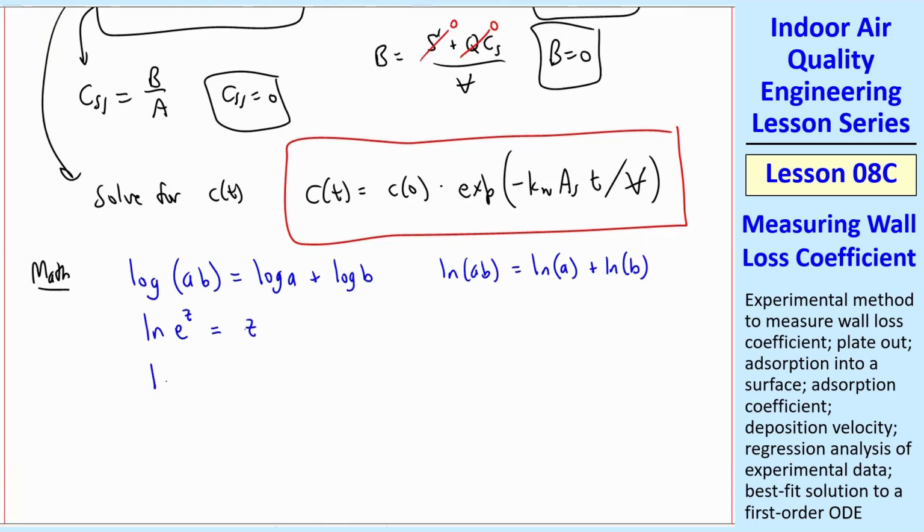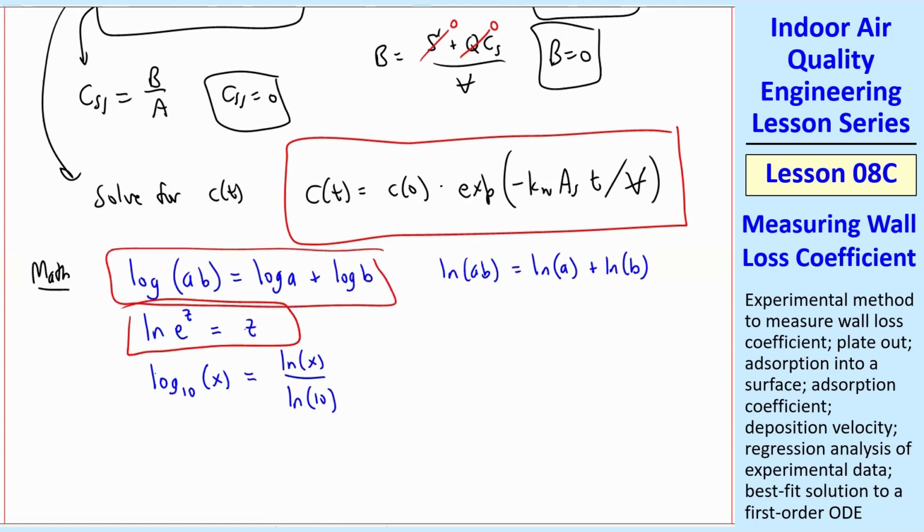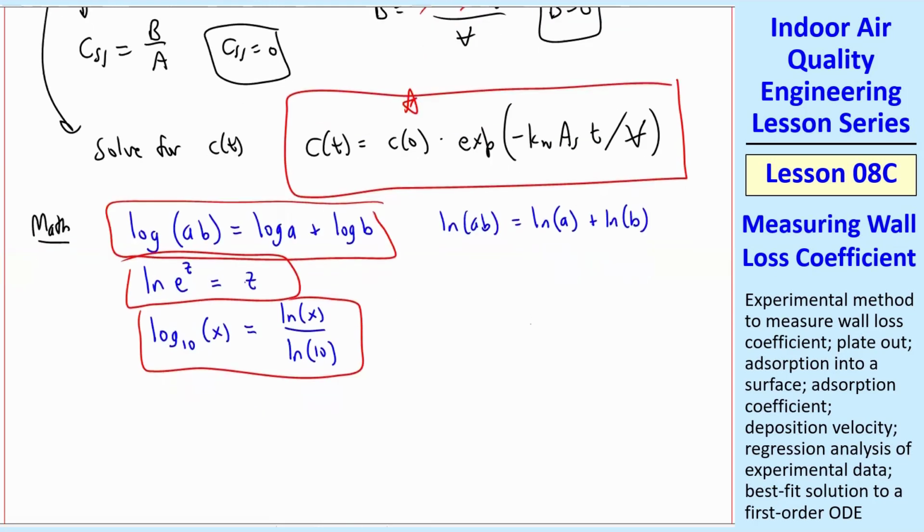Here's one that you probably don't remember from math class. Log 10 of some variable x is equal to natural log of that variable x divided by natural log of 10. That's how you convert between natural logs and logs. So we have these equations that we'll use to manipulate this equation. So how am I going to do that? Well, first I'm going to take log 10 of both sides.